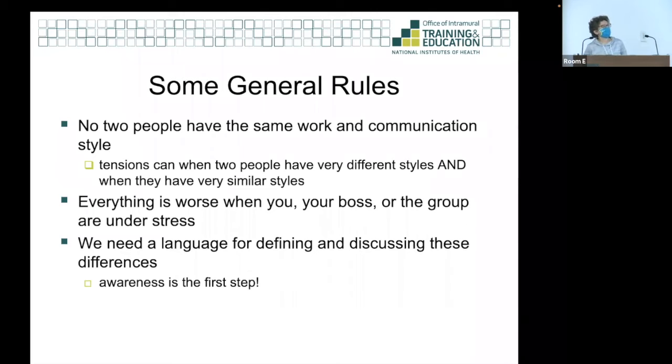No two of us have the same work and communication style. We are all different. We are a product of our genetics, our epigenetics, nature and nurture, every environment we have been in, and none of us are the same. Tensions can happen when two people have really different styles, but they can also happen when people have very similar styles. And we had talked about that a lot when we talked about communication styles and feedback in Unit 4.